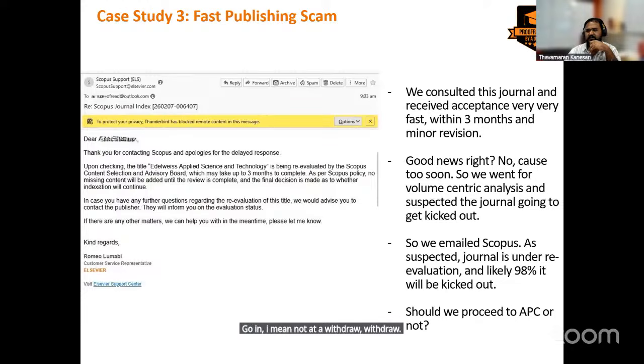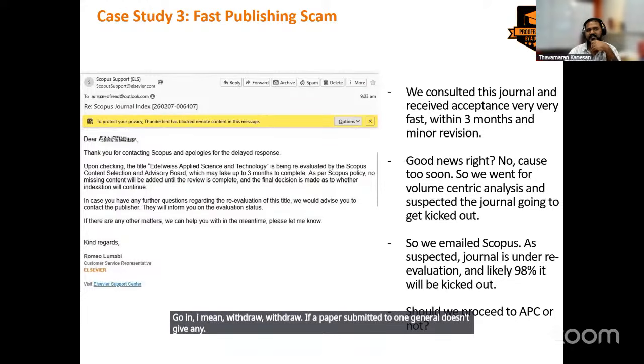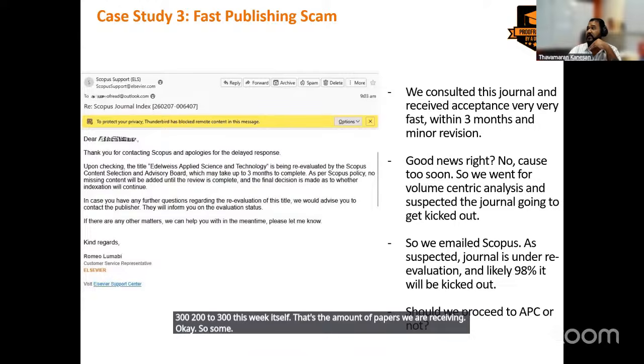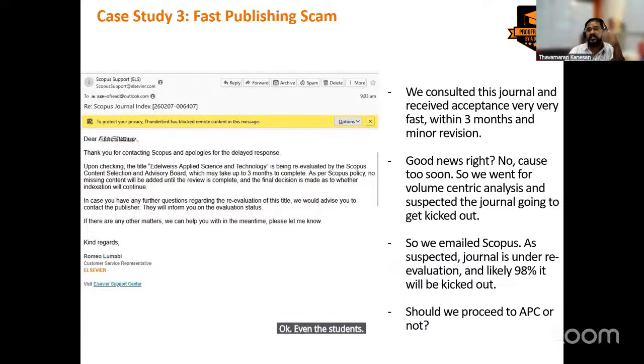Prof, if a paper submitted to one journal doesn't get any feedback after 3 months, sometimes we have papers. Now for our clients, this week itself, we are dealing with several hundred papers, I would say about 200 to 300. That's the amount of papers we are receiving. Some papers are sitting there for 8 months or so and we don't get a review. We have to remind them all the time, but we don't get a review. Even the students will be frustrated. Students check their email every day, no review. I'll just tell them to be patient, they'll come back.